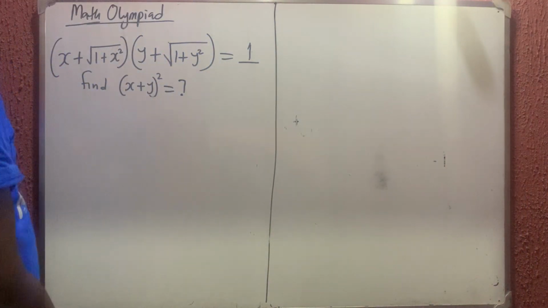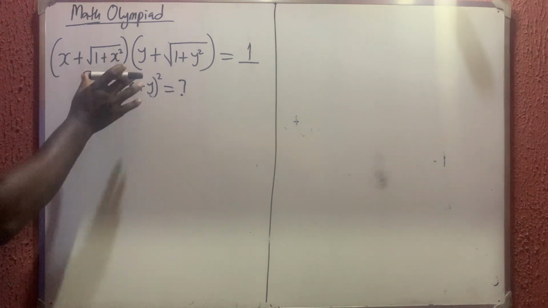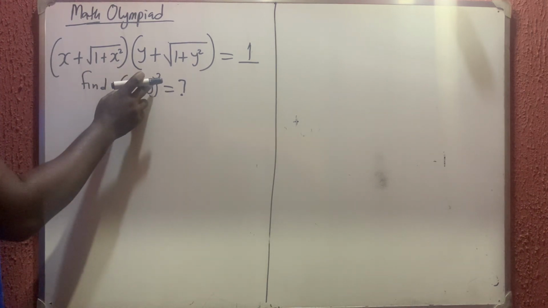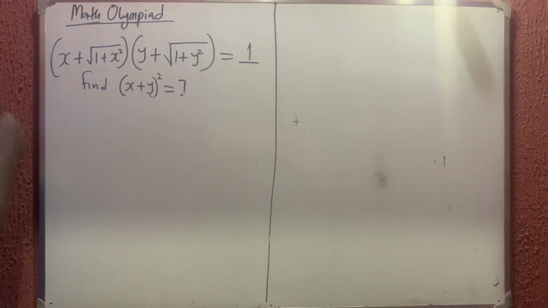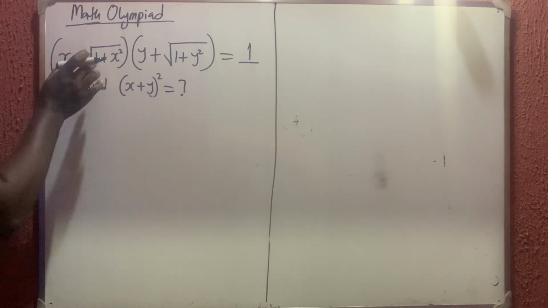Let us solve this simple Olympiad math problem. We are asked to find (x + y)² if (x + √(1 + x²))(y + √(1 + y²)) is equal to 1. Okay, so now let us divide both sides by this.